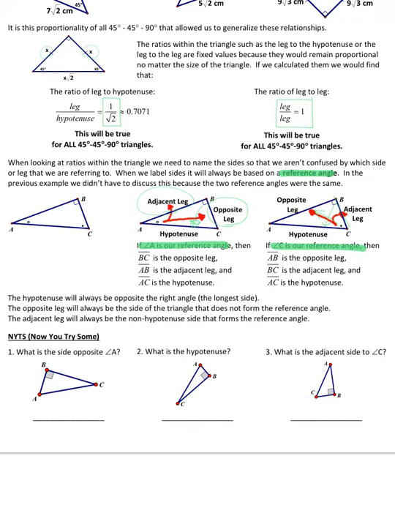The side opposite angle A in this case is going to be segment BC. The hypotenuse across from the right angle is going to be segment AC. And the side adjacent to angle C is going to be not the hypotenuse but the segment CB.